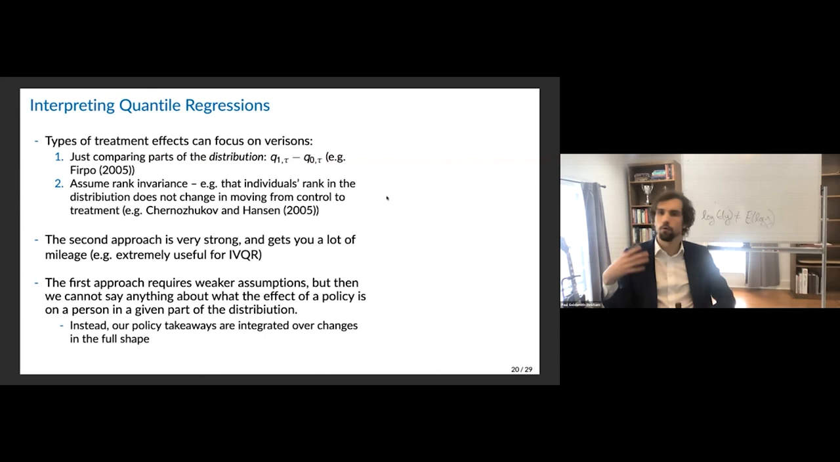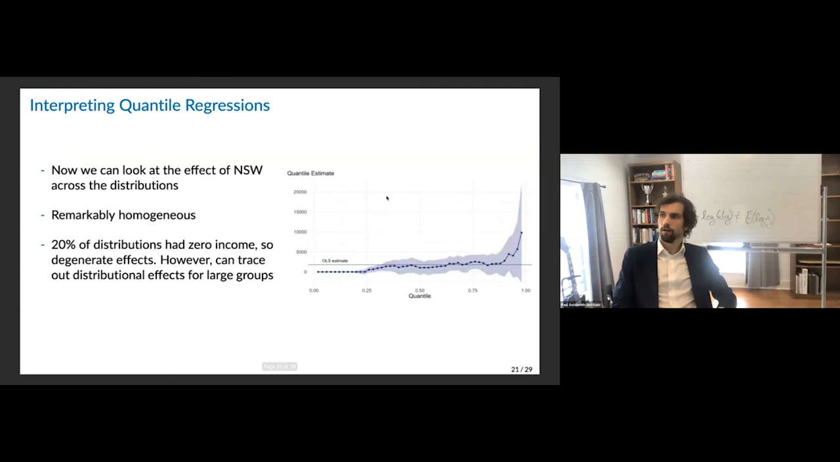So really what I'm going to focus on for the rest of today is this first version, thinking about parts of the distribution, which is much more common in this space. But the problem is that you can't really talk about individual effects. And instead, what you have to do is think about evaluating policies over the full shape of the distribution, right? So now let's look at the effect of NSW across the distributions.